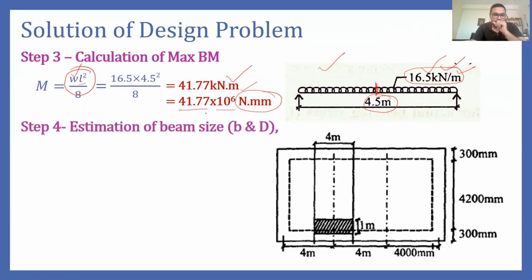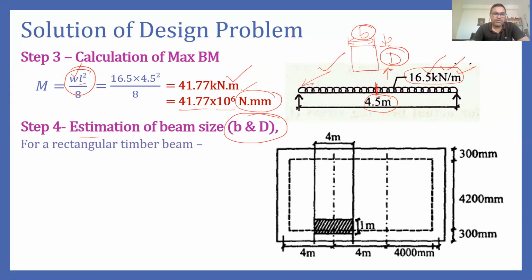Now, in this step, we are going to estimate the size of beam, which means, as you can see, this is the line diagram. So ultimately, this beam will be a rectangular beam, and we need to find out what is the width of beam, what is the depth of beam. So these sizes are to be estimated, and so in this step we will estimate this.